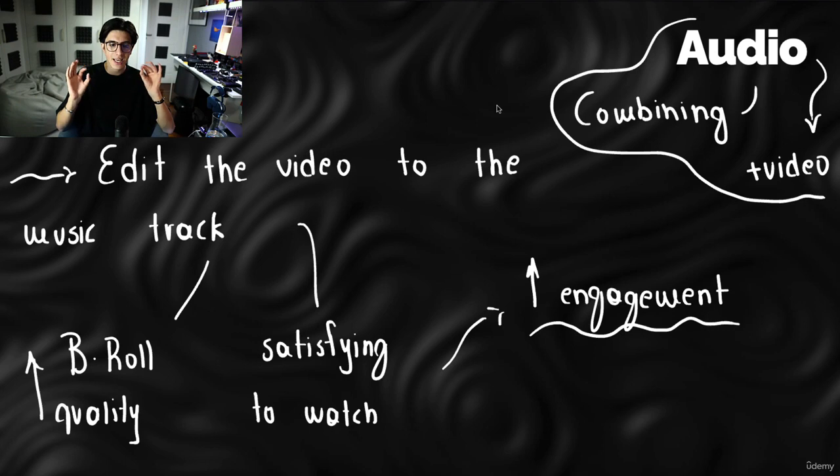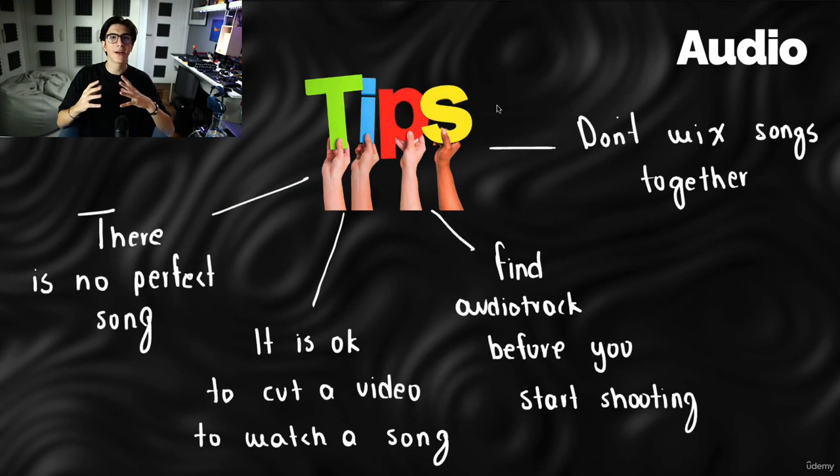And this is a huge tip that I want you to put in your head. Editing the video to the music track is very important. It drastically increases the quality of your B-roll. It is very satisfying to watch, obviously, for the viewers, because it is just satisfying to match the song with the video, and obviously this increases the engagement of the viewers. So please edit the video to your song.